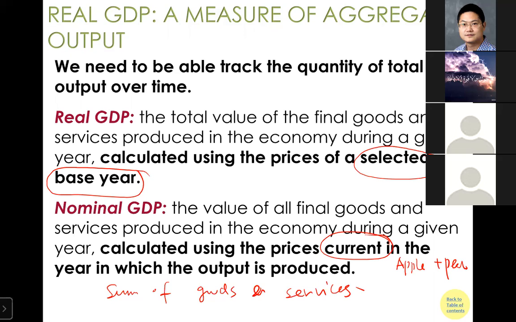If you produce three apples and five pears, versus five apples and three pears, how are we going to compare these two economies? You cannot simply count the number, because if you add the numbers, both give you eight. But that doesn't mean these two economies produce the same amount of GDP. Hence, we need to put a market value on apples and pears. So that's why we need to look at the price. But the price changes from one year to the other, so it matters a lot when we calculate GDP. That's why we have real GDP and nominal GDP.